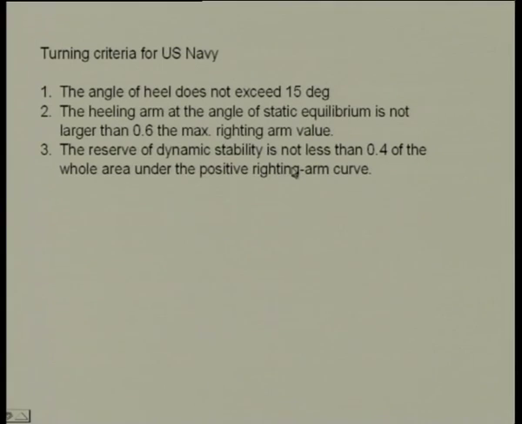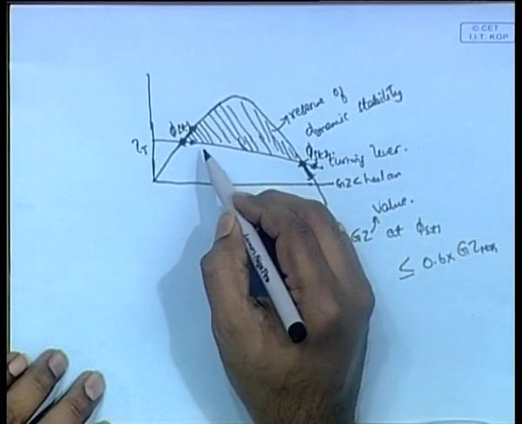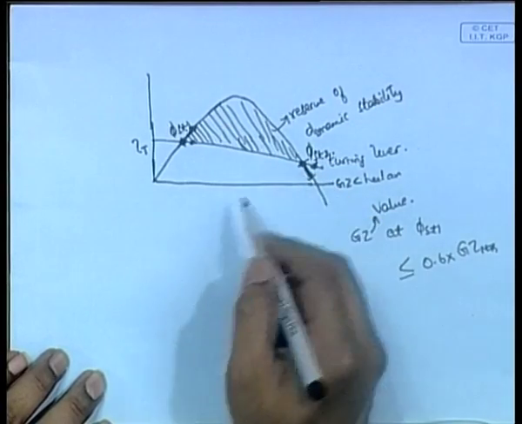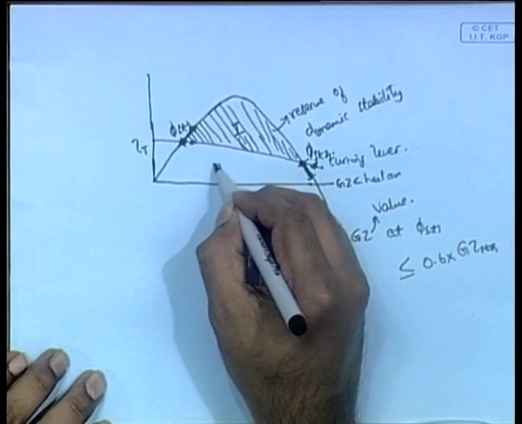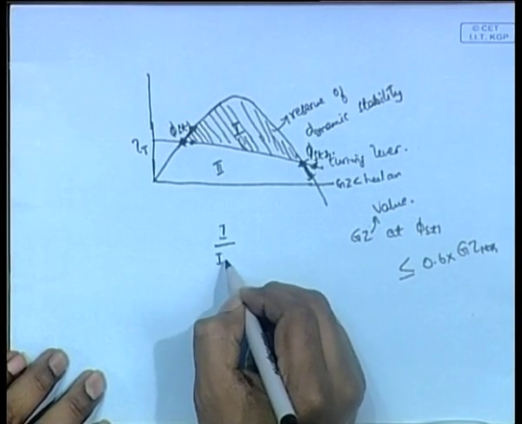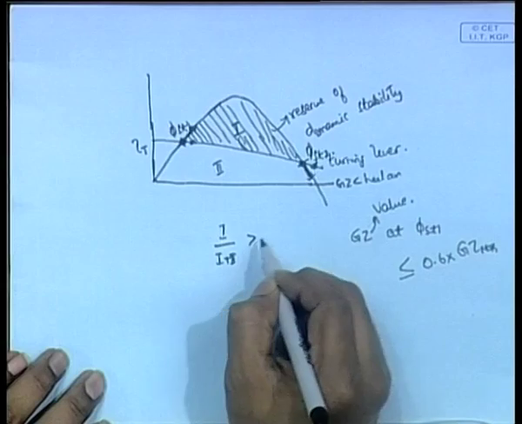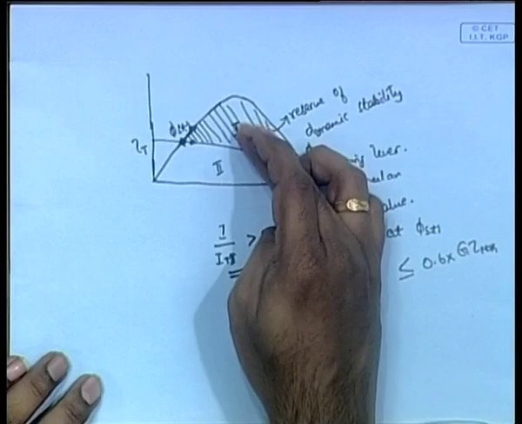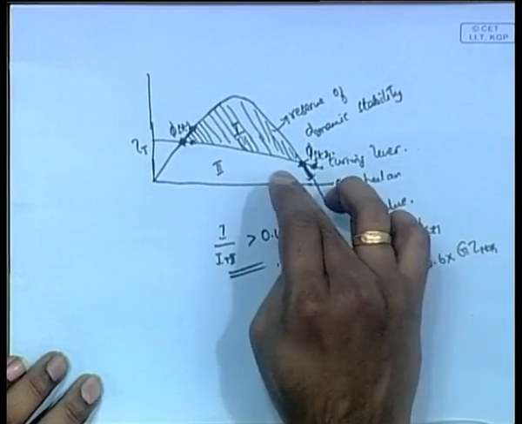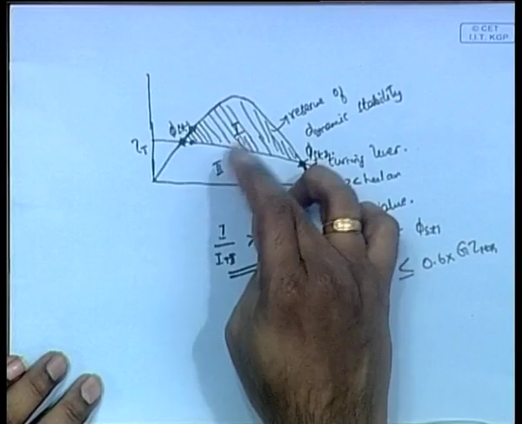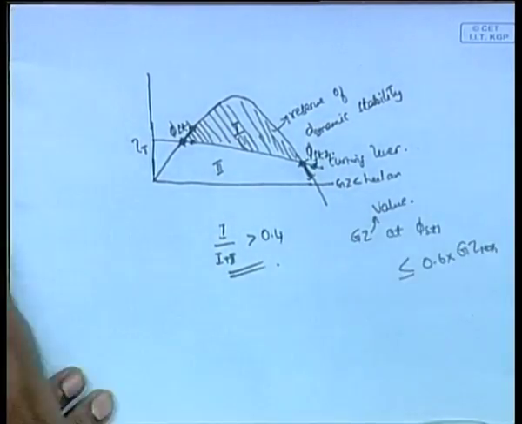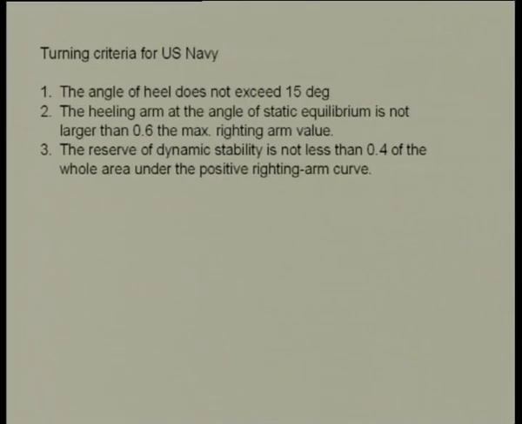So, it is like this: we say that the ratio between this area, which is the reserve of dynamic stability, and the whole area. Let us call this 1, and let us call this 2, the unshaded area. So, 1 by 1 plus 2 should be greater than 0.4. This is the meaning of the rule. This is another criterion of the US Navy for turning. So, these are some of the criteria of the US Navy.